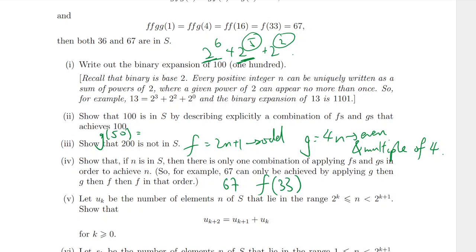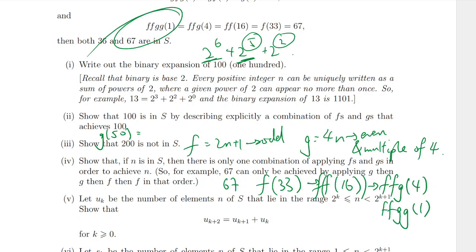33 is odd, so I continue. This will be f of f of 16, because I've done f 2 times already. And now 16 is a multiple of 4, so this becomes f of f of g of 4. And then lastly, you get f of f of g of g of 1. That is exactly what the original example gives you on top.